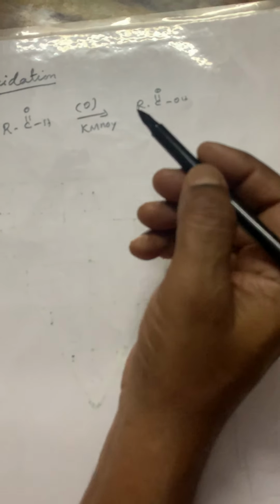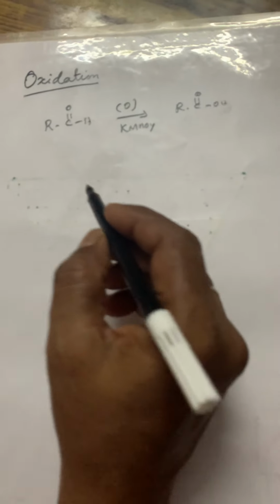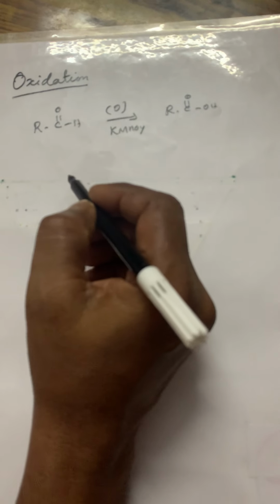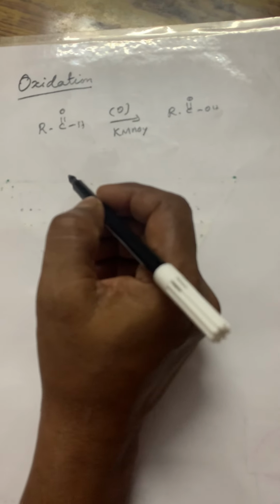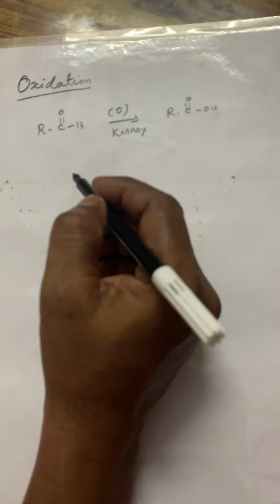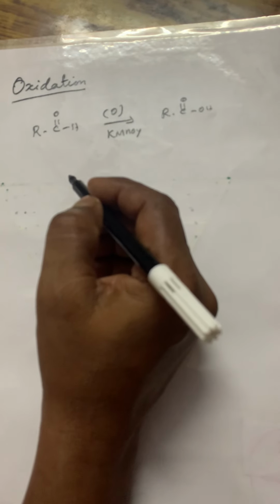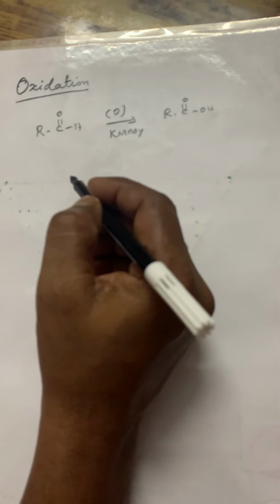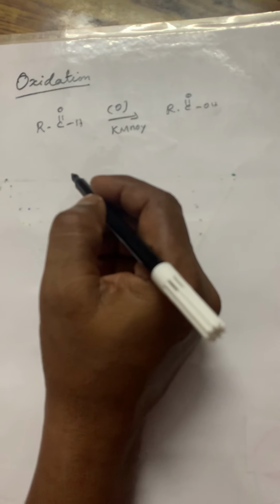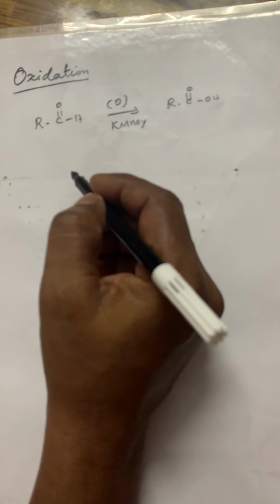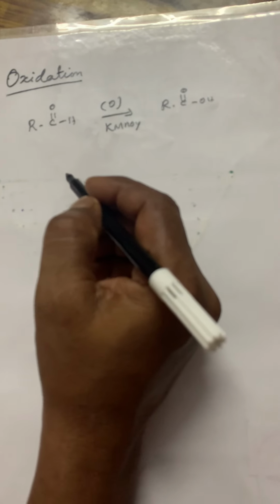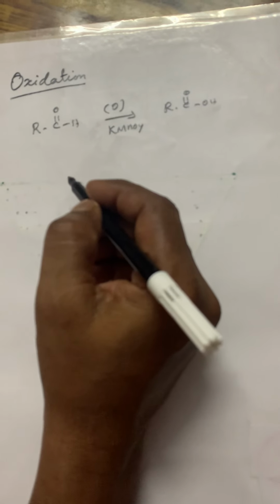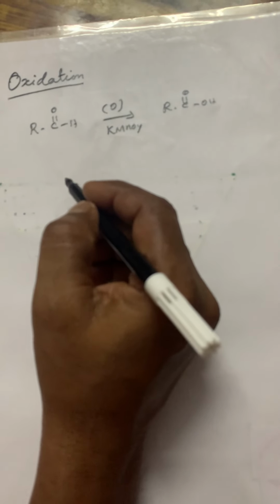But ketones do not undergo oxidation easily. So they need drastic conditions. It means a strong oxidizing agent at elevated temperature. At this condition, they undergo oxidation.